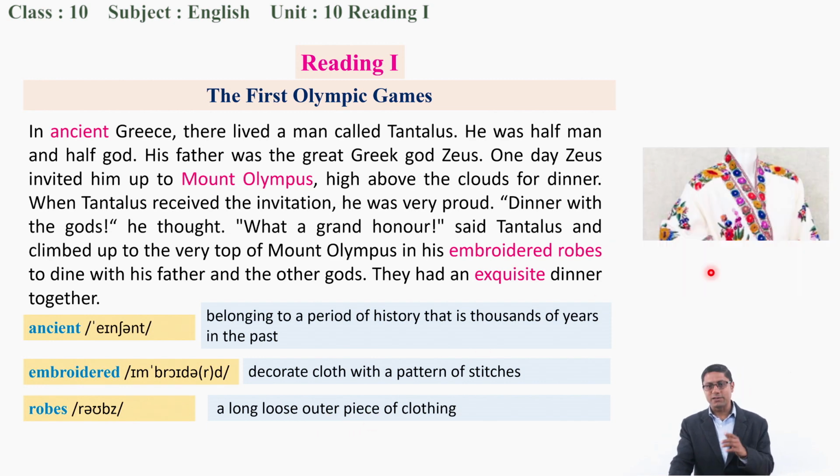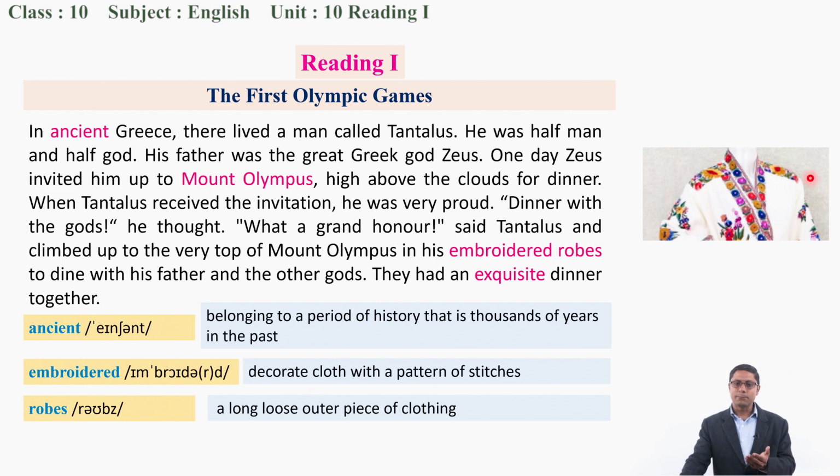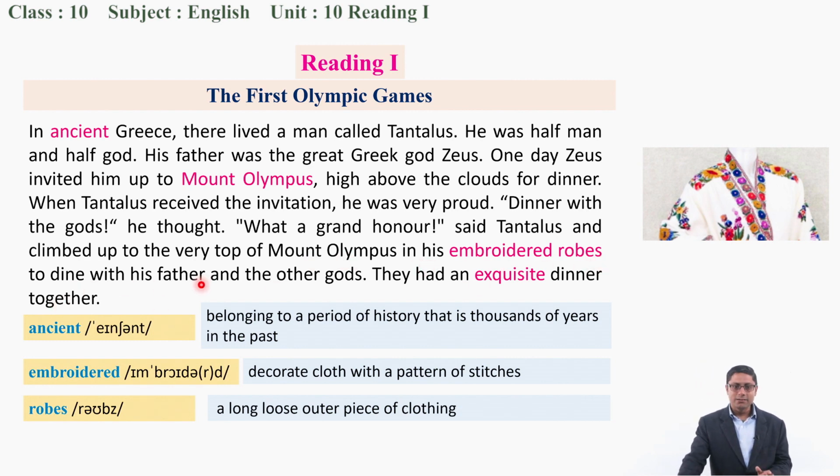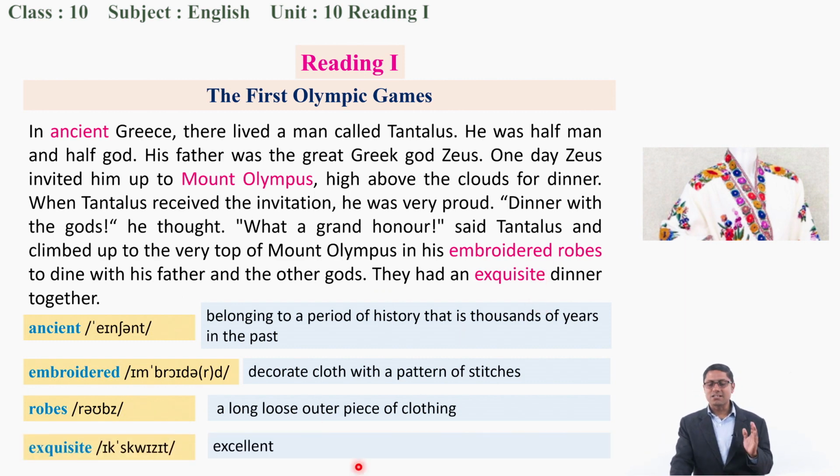Okay, long, loose pieces of clothing. You can see even in the picture. For example, you can see the embroidery there in this picture also. So different patterns are made on the cloth here. Okay, so this is the example of an embroidered robe. He climbed up to the very top of Mount Olympus in his embroidered robes to dine with his father and the other gods. They had an exquisite dinner together. So do you know the meaning of exquisite? Okay, it means excellent, very good. Very good dinner he had with the gods.